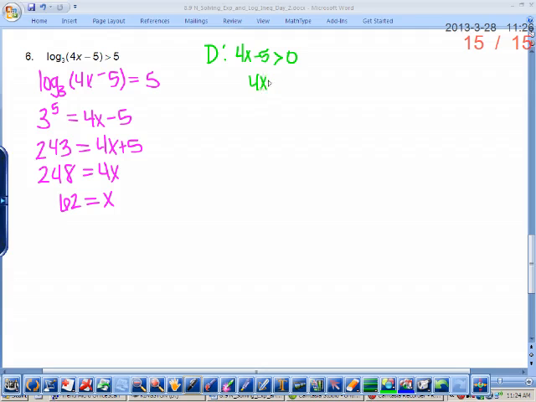You start with 0, not 5. It's greater than 0, not 5. So it's times 5. It's greater. You want your x to be greater.